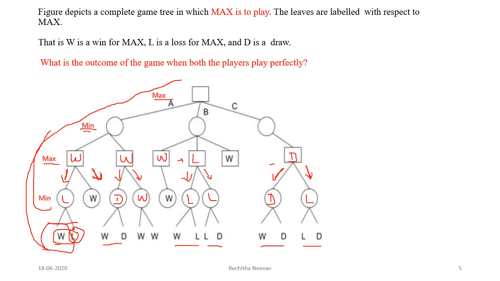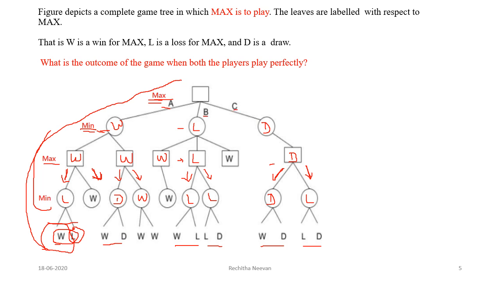Now this is a min player. Min always tries to minimize the performance of the max player. At this position, max player has two possibilities, like win and win. So this min node selects the minimum path value, that is W, and here min selects loss, and this node selects draw.